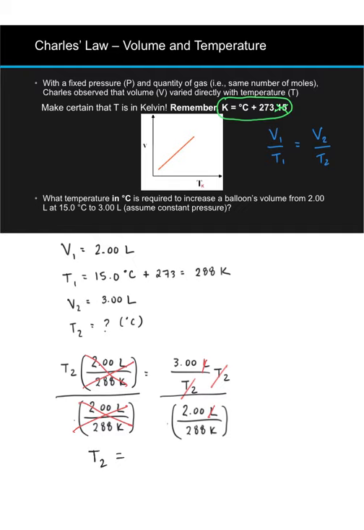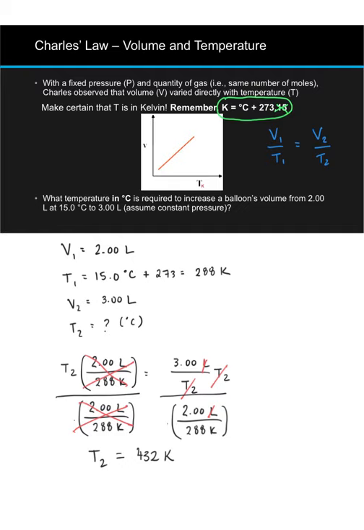this problem. If we punch into our calculator 3 divided by 2 divided by 288, we end up with 432 Kelvin. Here, the temperature has increased from our initial value, and our volume has increased from 2 to 3 liters. According to Charles' law, we should anticipate an increase in temperature with an increase in volume. As volume went up, temperature went up.